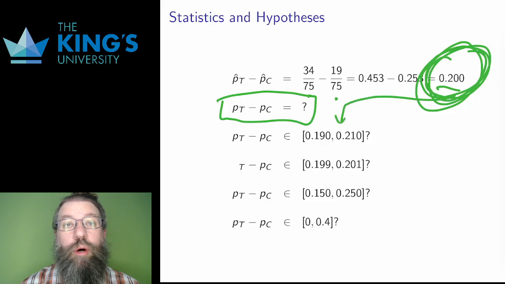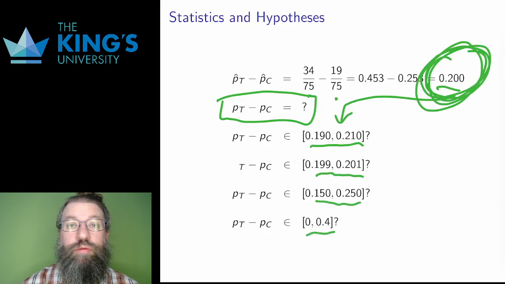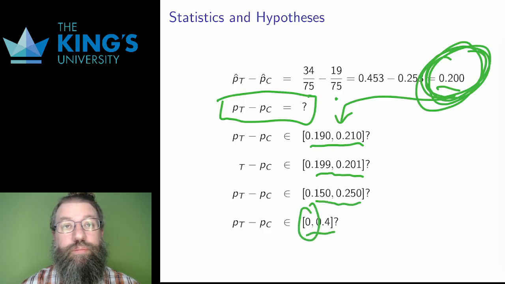We want to know where the population parameter is likely to be, and that's in a range around the sample statistic, a confidence range. This might be pretty close. We might be 95% confident that the population parameter is between 0.19 and 0.21. It might be very, very precise, between 0.199 and 0.201. It might be less precise, between 0.15 and 0.25. And it might be quite wide, between 0 and 0.4, including the possibility that there is no difference at all.